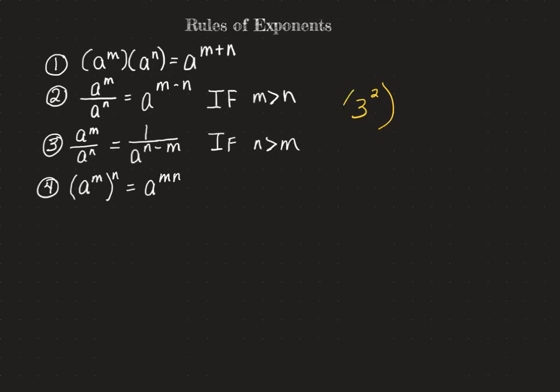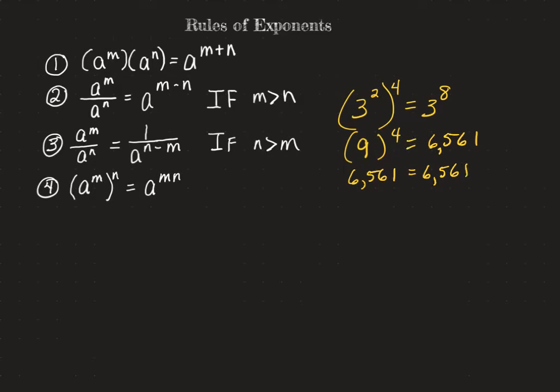3 squared raised to the fourth power would be equal to 3 to the eighth power, because 2 times 4 is 8. Let's check. 3 squared is 9, raised to the fourth power. And on the other side, 3 to the eighth power is equal to 6,561. Is 9 to the fourth equal to 6,561? The answer is yes, and no, I do not have that memorized. This is one for which you should use your calculator. But here's an example of how that rule works.